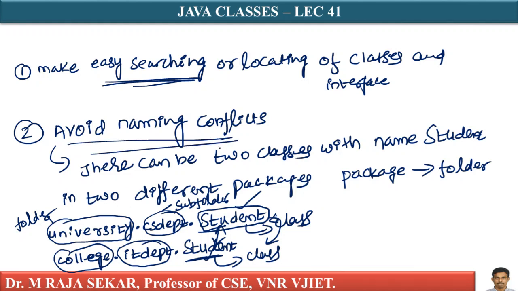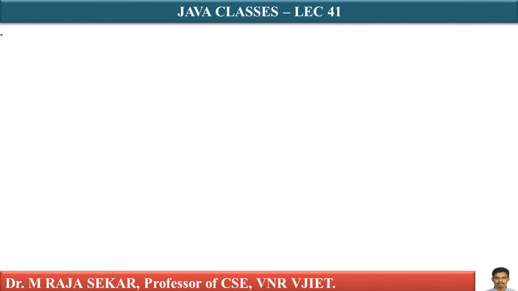Avoiding naming conflicts means there can be two classes with the same name. Just like Student, you can keep a student class in two different packages. It is simple and straightforward. Anybody can understand. These packages are helpful for avoiding naming conflicts. That's the second use. The third use is that one can implement data encapsulation.